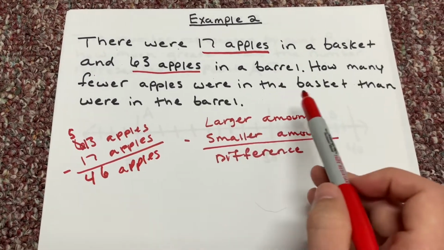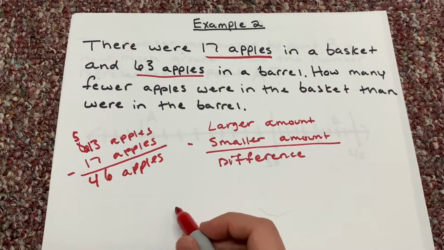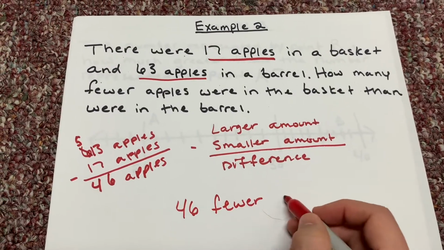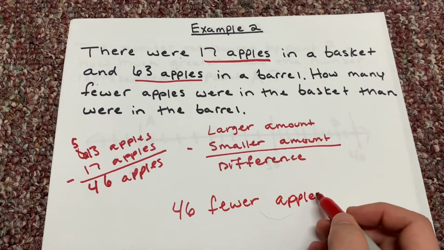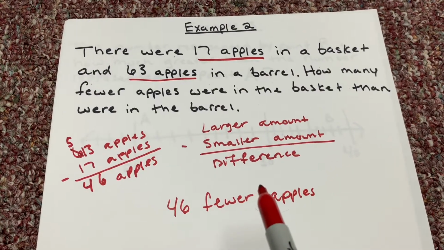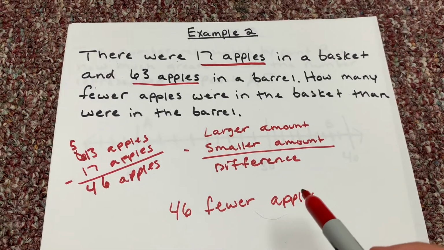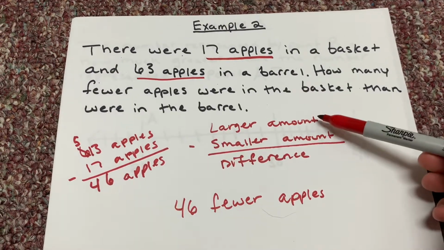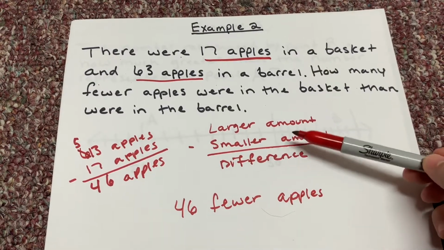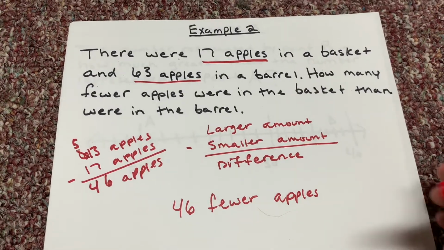So it asks us how many fewer apples were in the basket than were in the barrel. Well, there were 46 fewer apples in the basket than were in the barrel. So, again, this is how we first found, 4th grade, our larger amount in our word problem, and then found our smaller amount, and then to find the difference, we subtracted them. Again, we're comparing apples to apples here. Okay, let's look at our example 3.